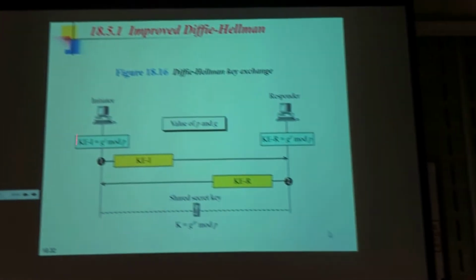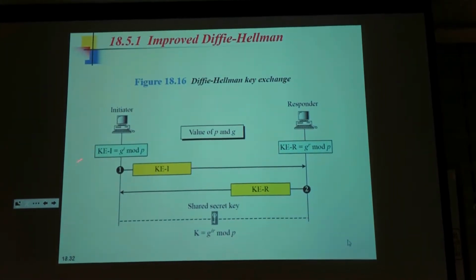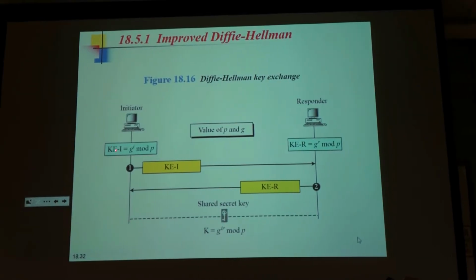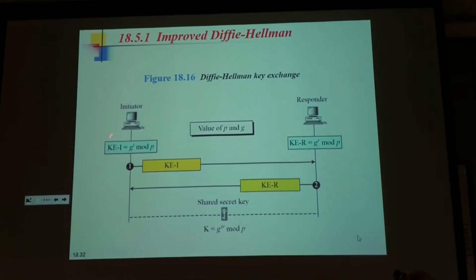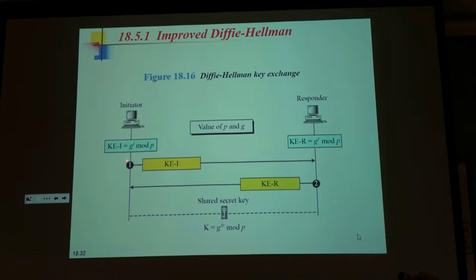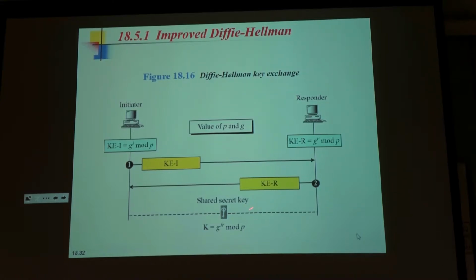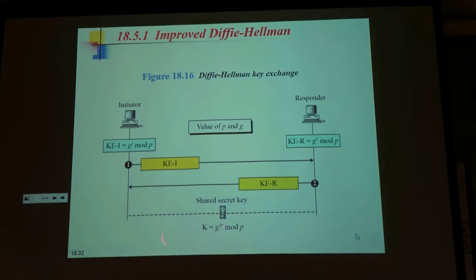And then it will create key I for the initiator, g to the I mod p. I is a random number chosen by the initiator, and R is a random number chosen by the responder. Then they exchange, right? And then the shared key is created, right?